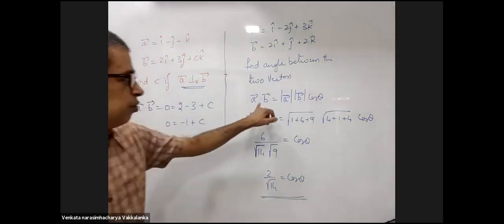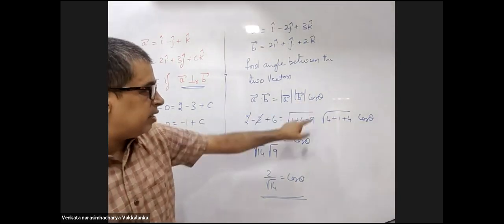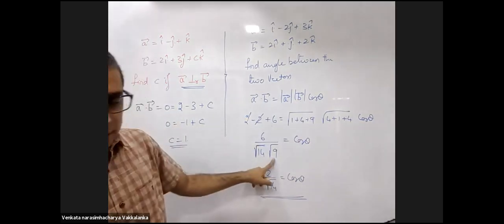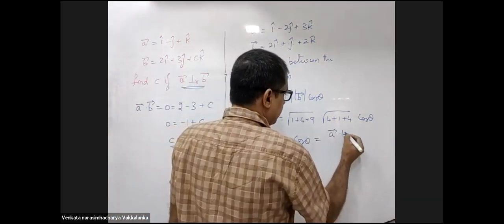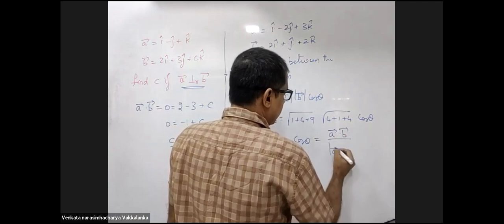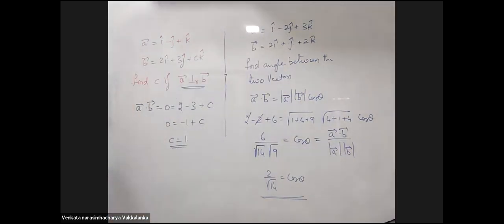Angle between the two vectors: take the dot product, divide by the magnitude of A and B. Take the dot product A dot B divided by the magnitude of A and B. Is this logic clear? Yes, sir.